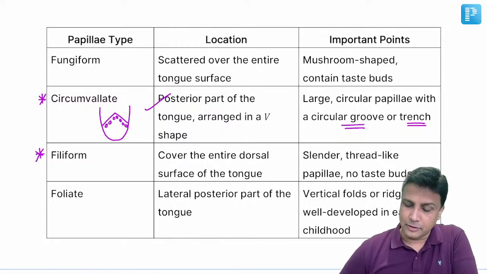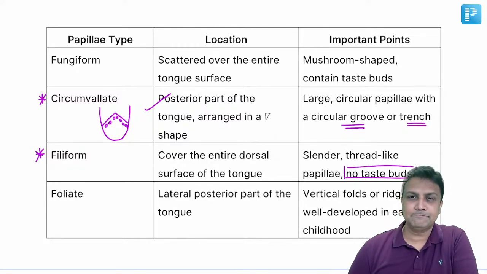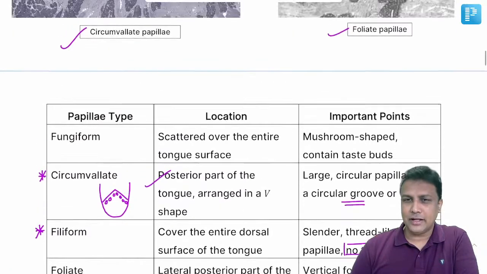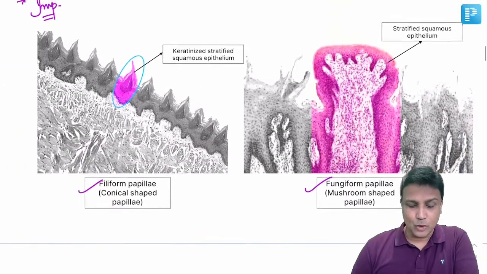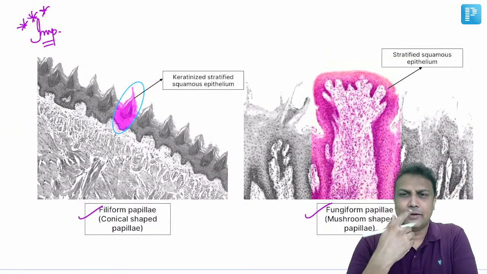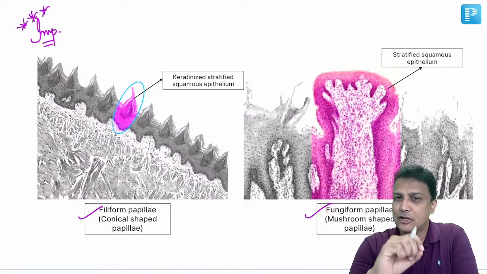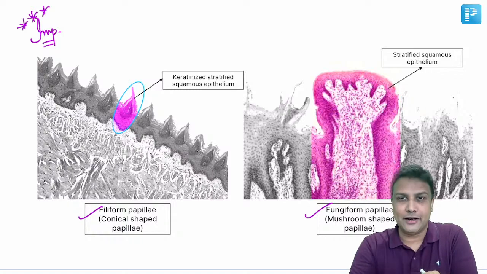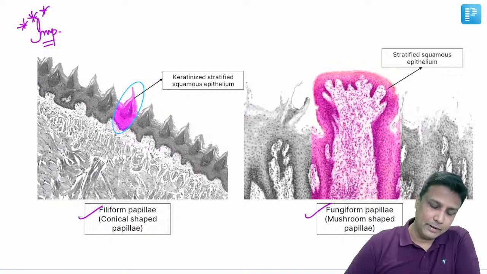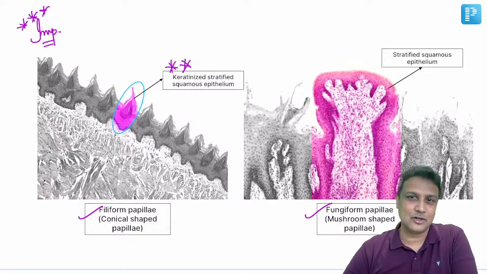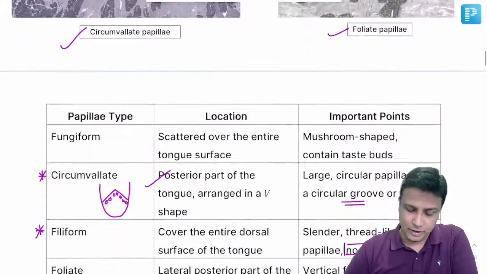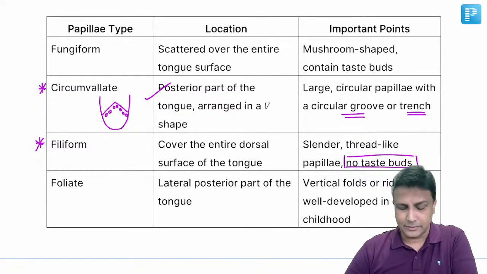Now filiform papillae, what are the points to remember? There are 2 points. First, there will be no taste buds in this one. They're slender, thread-like, but there are no taste buds. And one more thing, normally in the oral cavity there will be stratified squamous epithelium, because we'll be eating and there'll be wear and tear, so you should have multiple layers. But will it be keratinized or non-keratinized? Remember, in the oral cavity it should be non-keratinized, but filiform papillae have keratinized stratified squamous epithelium. So these 2 points you have to remember about the filiform papillae. That's all, the remaining is not that important.